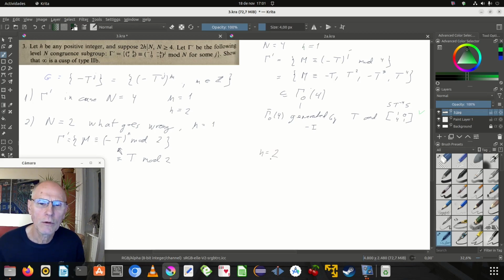And h equals 2. Is that really interesting at all? Nah, it's just generated by t squared, and this guy, of course. So let's leave that. All right, that was all I had to say to problem 3.